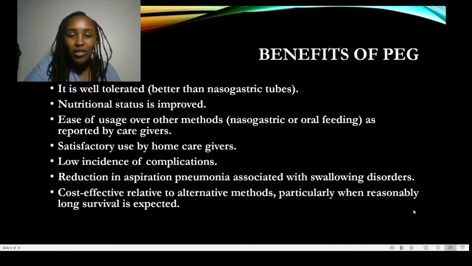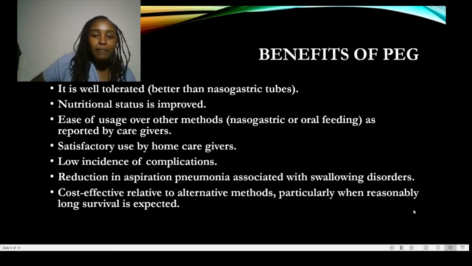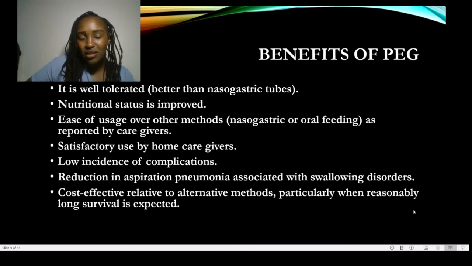Then we have low incidence of complications, because again, it is just a tube going through the fat tissue, through the skin to the fat tissue, then to the stomach, which is a very short distance of that tube. There's also a reduction in aspiration pneumonia associated with swallowing disorders, especially for a patient who is quite sick and they have to feed orally. They always run that risk of having an aspiration.